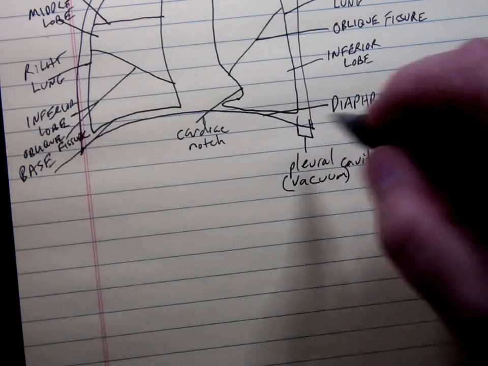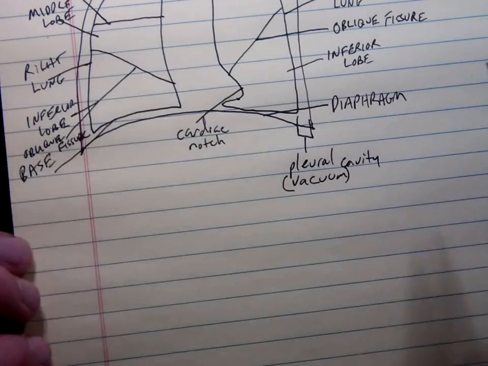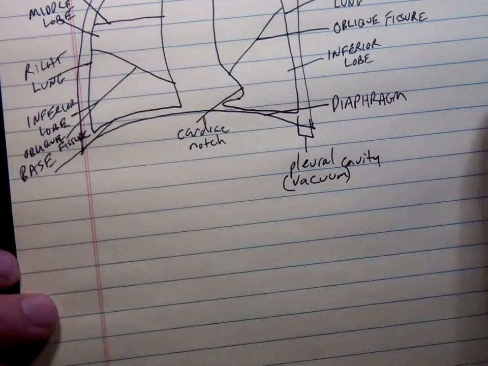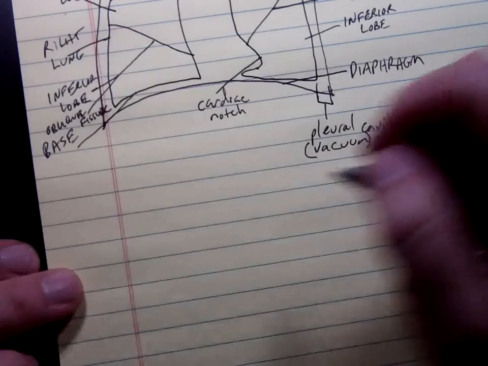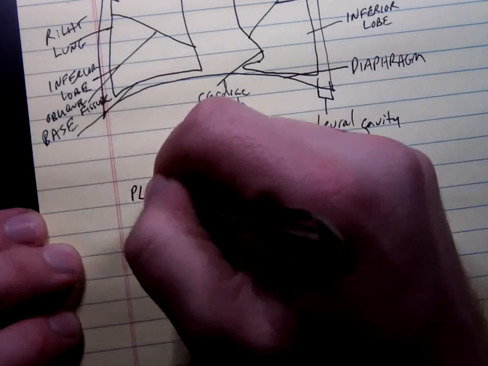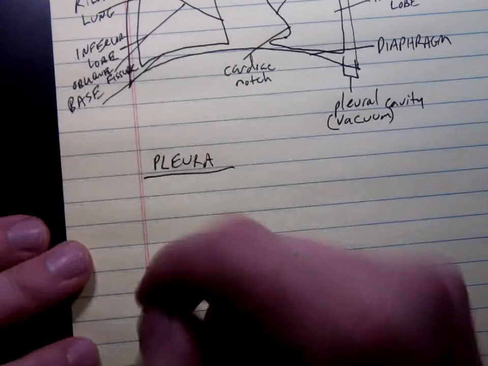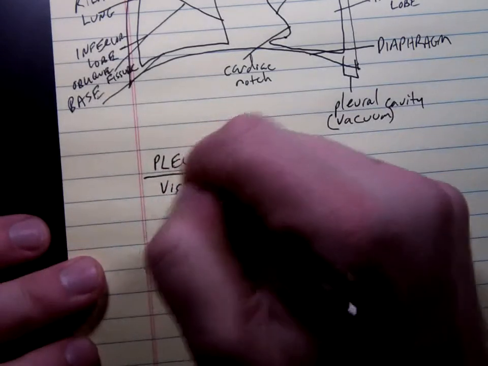And there's two different types of pleura. Pleura are the tissues that line the lung and the chest cavity. So let's look at this pleura. There is one that surrounds the lung. It's called the visceral.